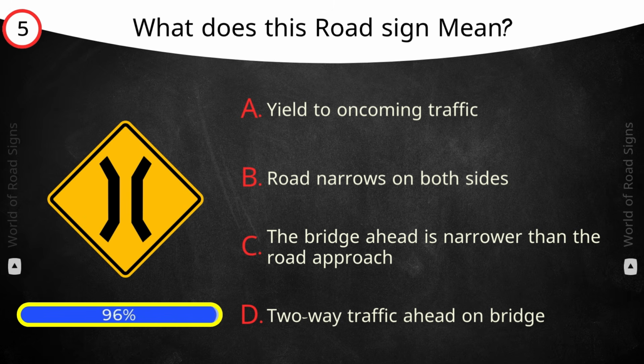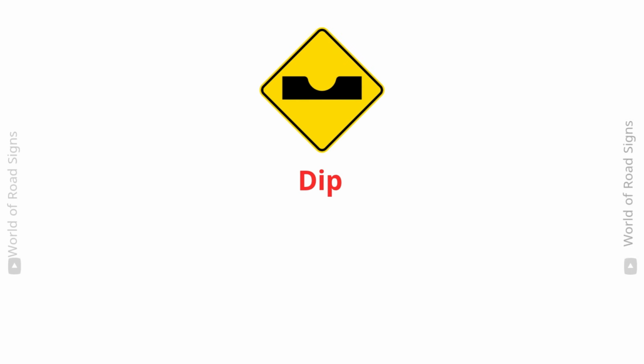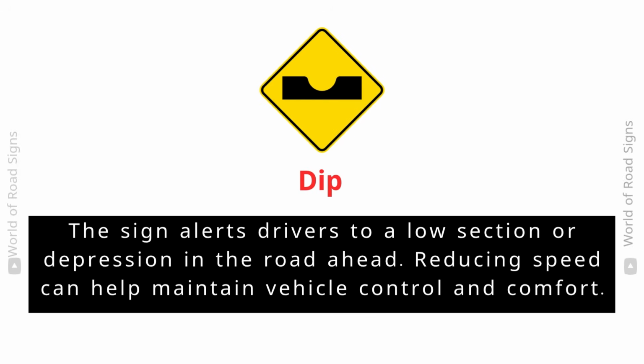The right answer is option C. The bridge ahead is narrower than the road approach. Dip. The sign alerts drivers to a low section or depression in the road ahead. Reducing speed can help maintain vehicle control and comfort.